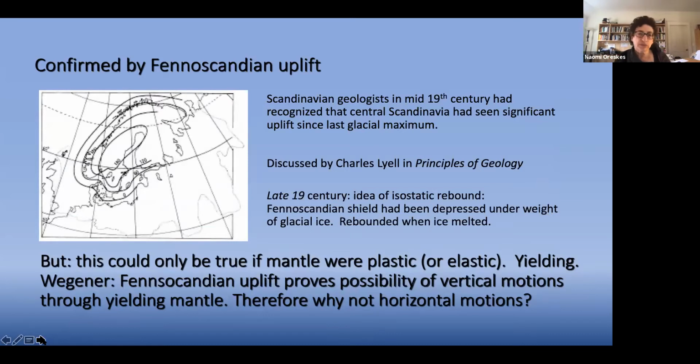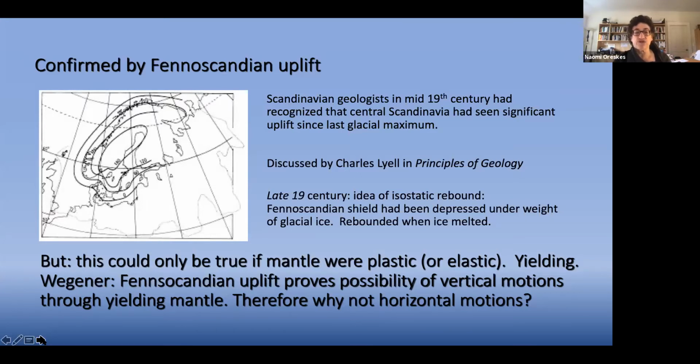And one of the really important pieces of evidence was the Fennoscandian uplift. Scandinavian geologists, as early as the mid-19th century, had recognized that central Scandinavia had seen significant uplift since the last glacial maximum. So for example, they could see raised beaches that had sort of gone up and up and up. And this is actually discussed by Charles Lyell in the Principles of Geology. So actually, already by the 1830s, people were aware of this issue.